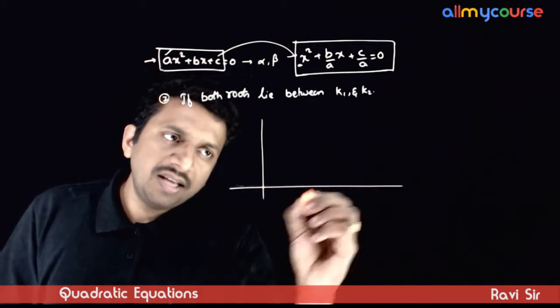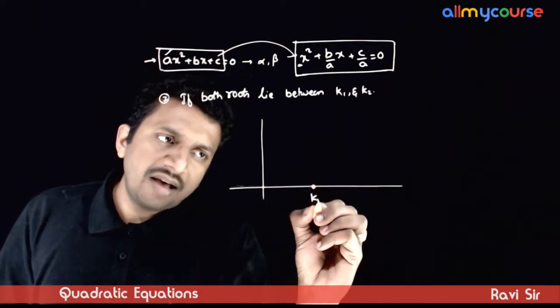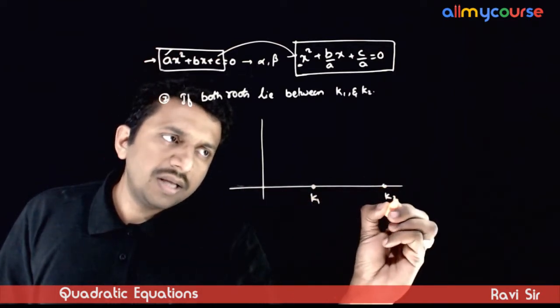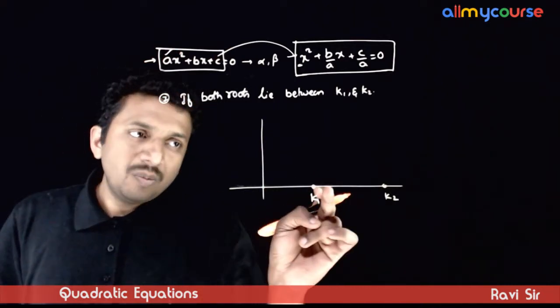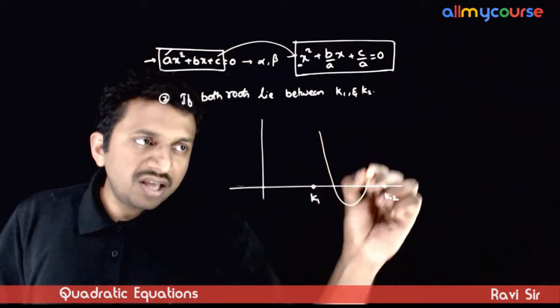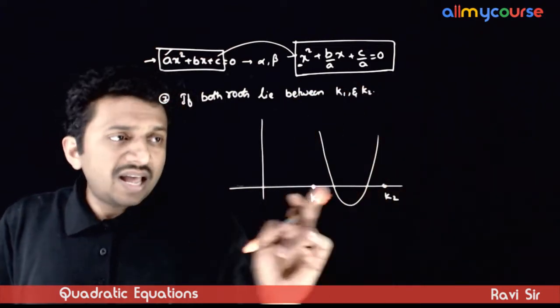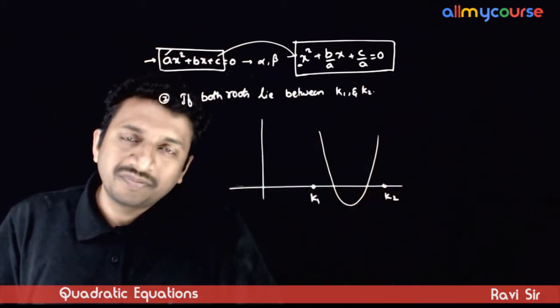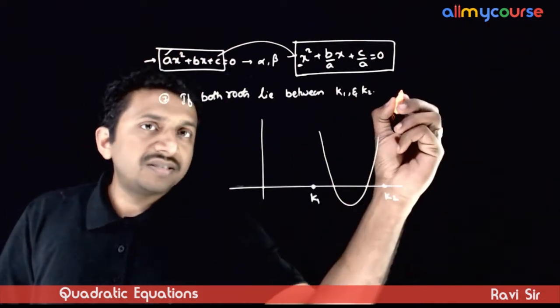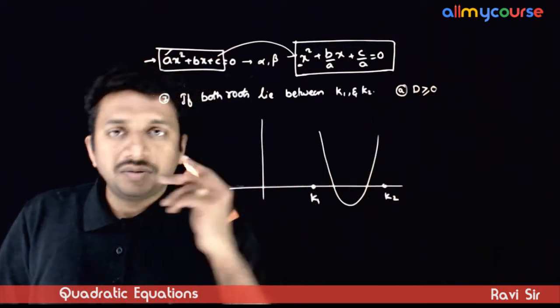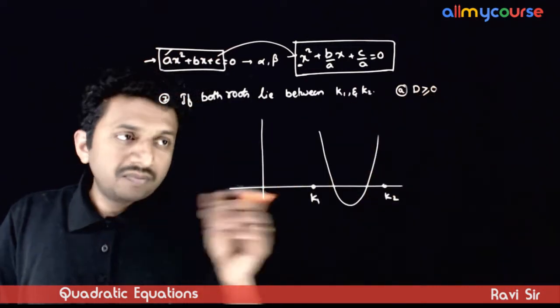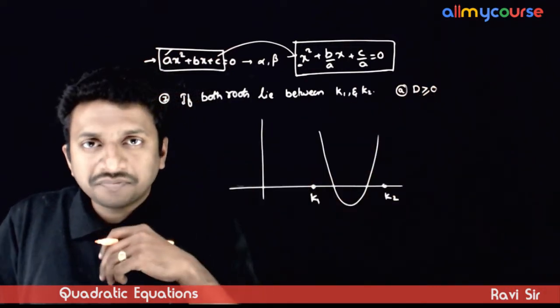That means if you take the graph, let us say that you have k1 and k2 as two numbers. So what are the conditions which ensure that both the roots are in between k1 and k2? That means the graph has to be like this. So what are the conditions? First, the discriminant has to be greater than or equal to 0, because you have to have real roots here.